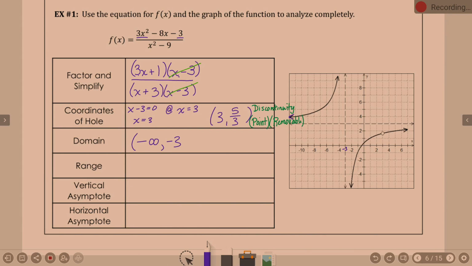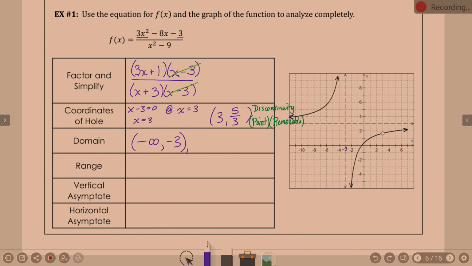Parenthesis or bracket? Why did I write a parenthesis? Is my graph ever going to touch negative 3? No, because it's an asymptote. Okay. And then I'm going to use the U for union. Oh, I forgot about that. Actually, I just have a comma here in my notes now that I look at it. But where does my graph pick back up?